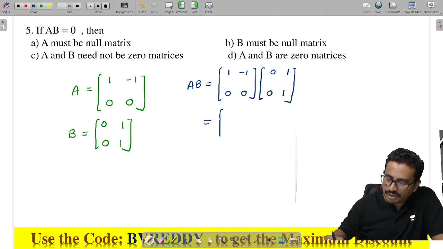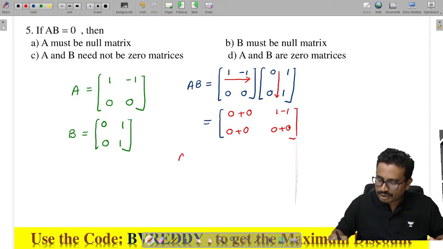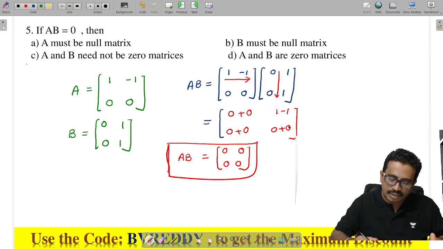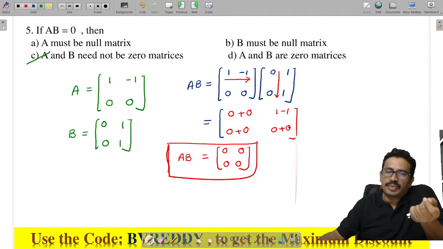So here we multiply these two, these rows with these columns. Tell me now here: 0 0 1 minus 1, 0 plus 0, and 0 plus 0. So the product of the two matrices AB is a null matrix. So that means even though A and B are not null matrices, the product may be a null matrix.